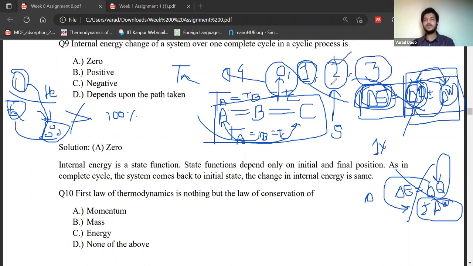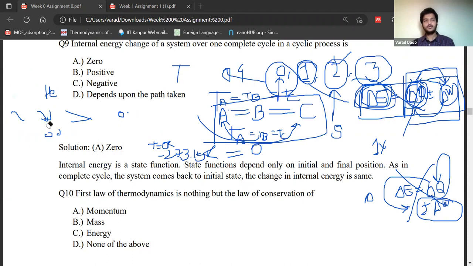And the third law, what is the third law? The third law basically tells us that the entropy of any substance at absolute temperature, that means 0 Kelvin or minus 273.15 degrees Celsius, is 0. So those are the 4 laws of thermodynamics.